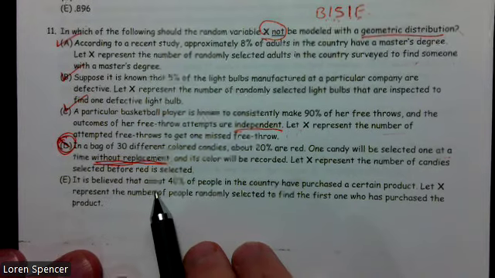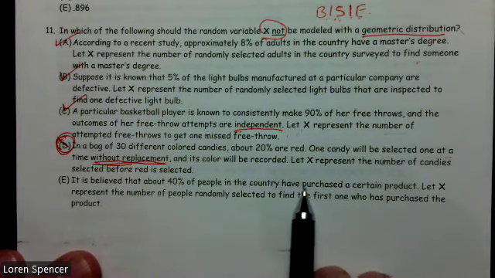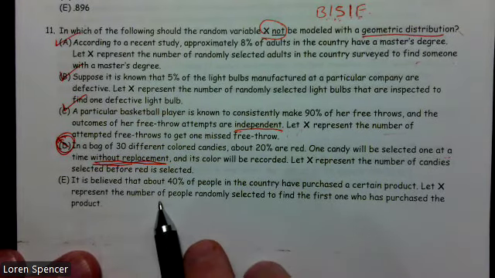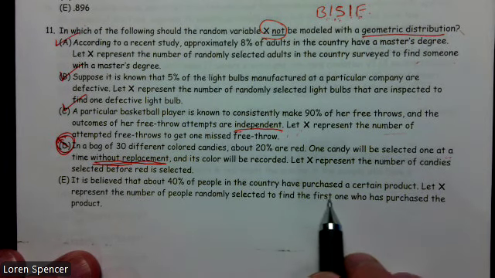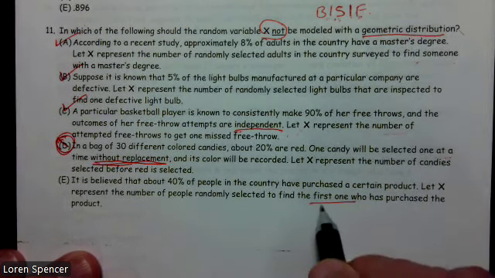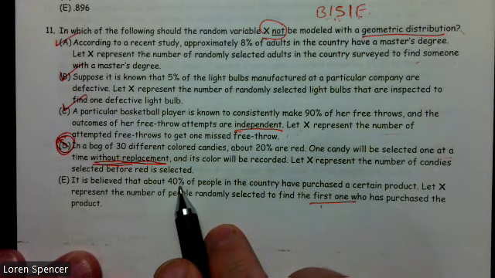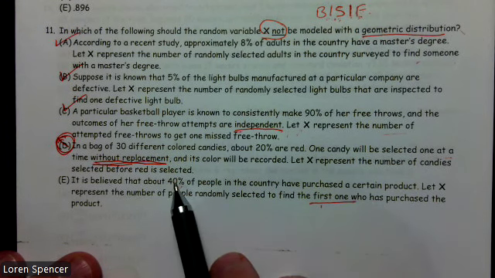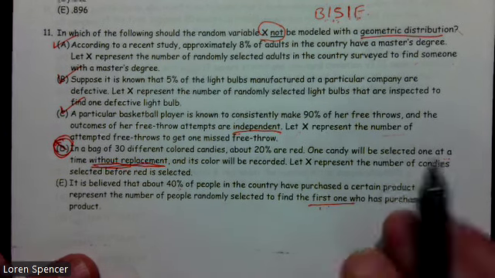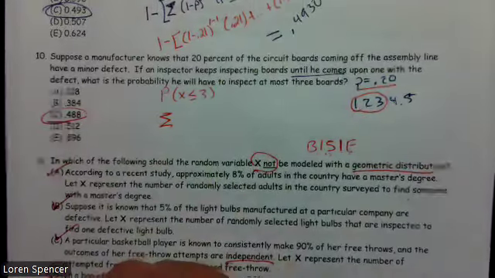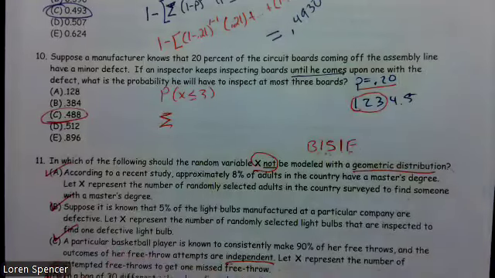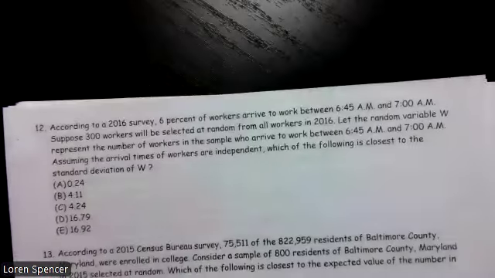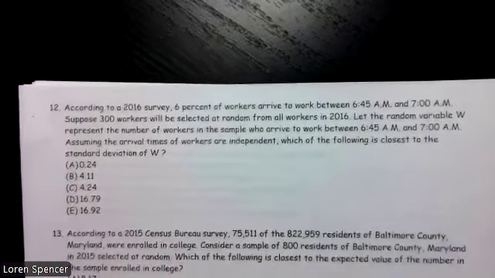Let's look at E. It's believed that about 40% of the people in the country have purchased a certain product. Let X represent the number of people randomly selected to find the first one who has purchased the product. Okay. We have a yes or no situation, they purchase it or not. We have independence. We also have the same probability. We're looking for the first one. It's geometric. So that's a good geometric. So our answer choice to number 11 is D. Number 12.